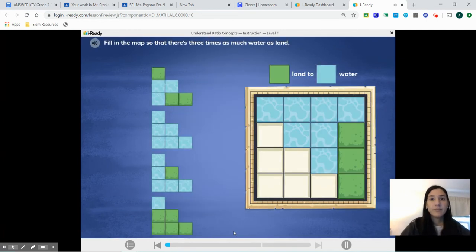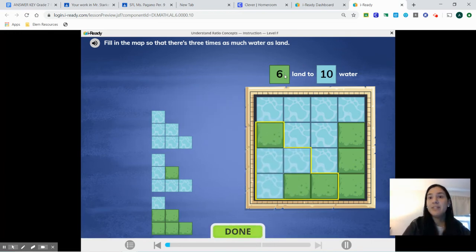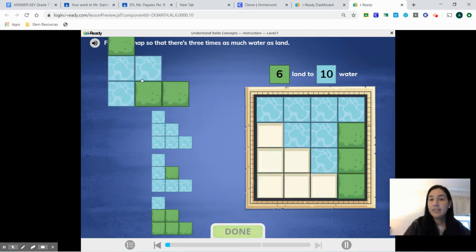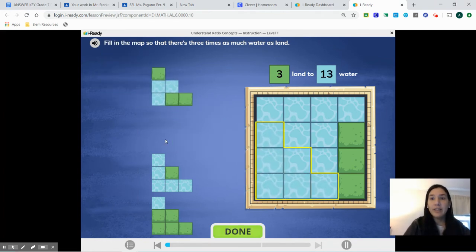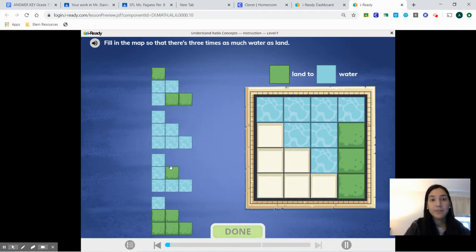Fill in the map so that there is 3 times as much water as land. Okay, 3 times as much water as land. So when we start clicking these, here we have 6 land to 10 water. If we do 6 times 3, that is not going to give us 10. If we click this one, we have 3 land to 13 water. 3 times 3 is not 13. That one doesn't work either.